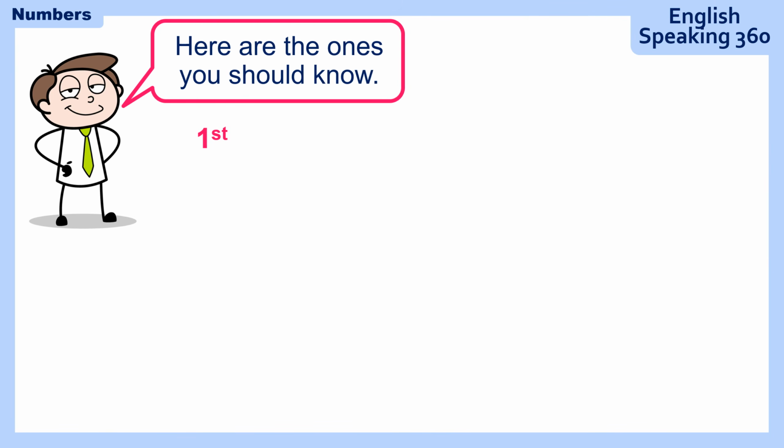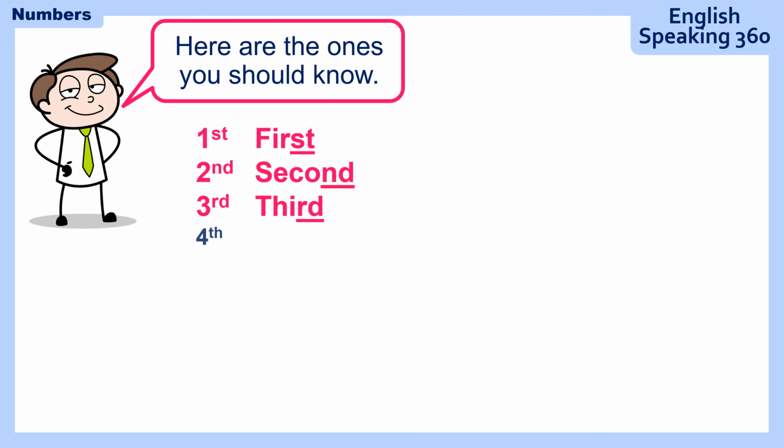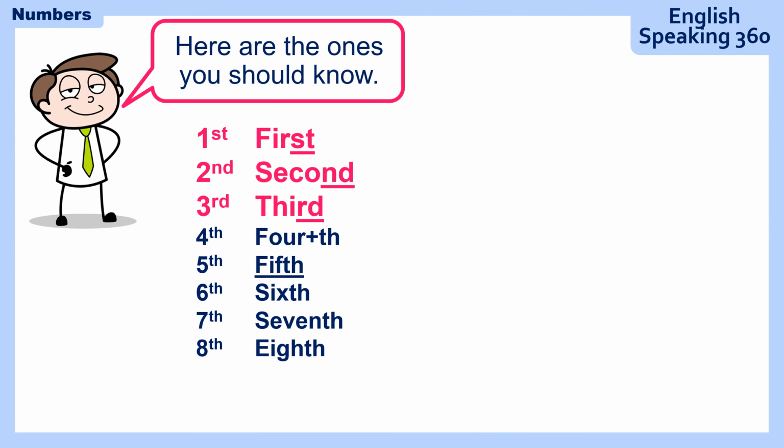Let's go together. How do you say this one? You probably know first. How about this one? Second. Next one? Third. Good. And now, we go into the easy part. This one is fourth. 4 plus th. So first, second, and third are the only special cases. After that, it's all with th. So next one, how do you say it? Maybe you think it's fifth, but fifth is not a word. We say fifth. Sixth, seventh, eighth, ninth, and 10th.